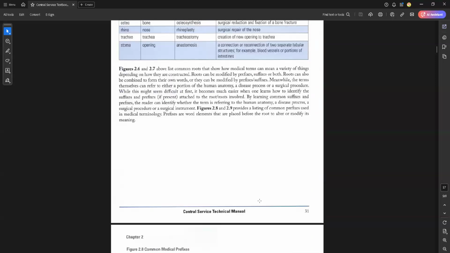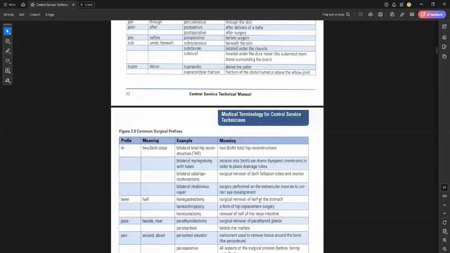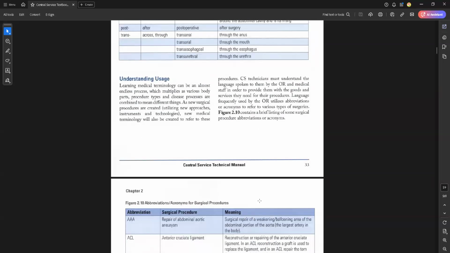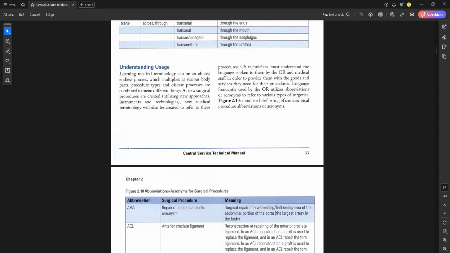As you see them, there are a lot. Tons of them, a lot of examples. Understanding usage. So basically, this is how these terms are used. Now, learning medical terminology can be an almost endless process. This means that it is every day. We never heard about COVID. COVID came. The more diseases are coming, the more medical terminologies we are going to have.